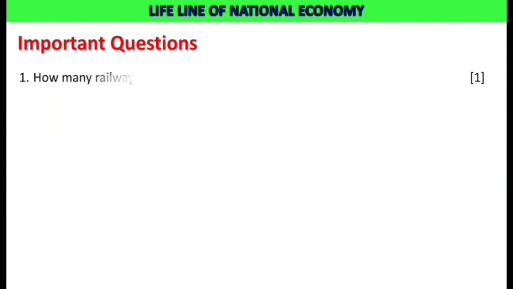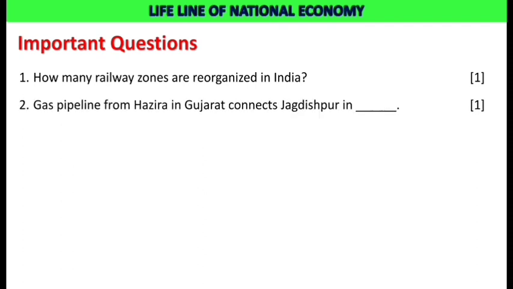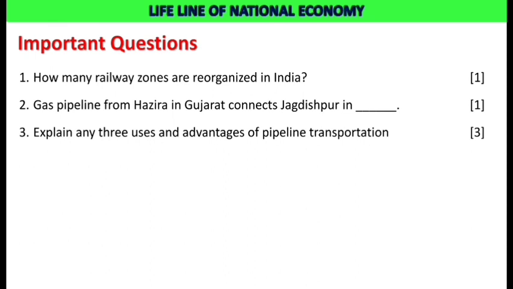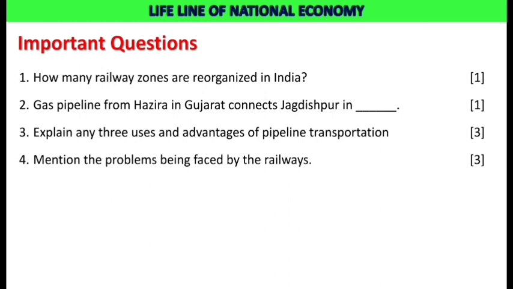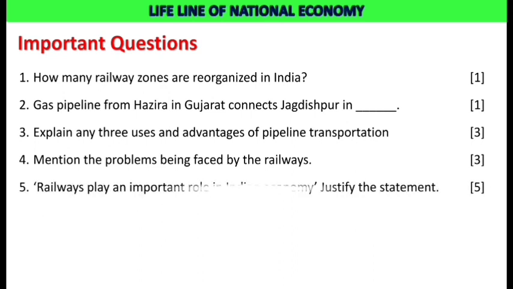Some important questions. How many railway zones are reorganized in India? The gas pipeline from Hazira in Gujarat connects Jagdishpur in which state? Explain any three uses and advantages of pipeline transportation, 3 marks. A 1 or 2 number question is 1 mark, a 3 number question is 3 marks. Mention the problems being faced by the railways, 3 marks. Railways play an important role in the Indian economy. Justify the statement, 5 marks.